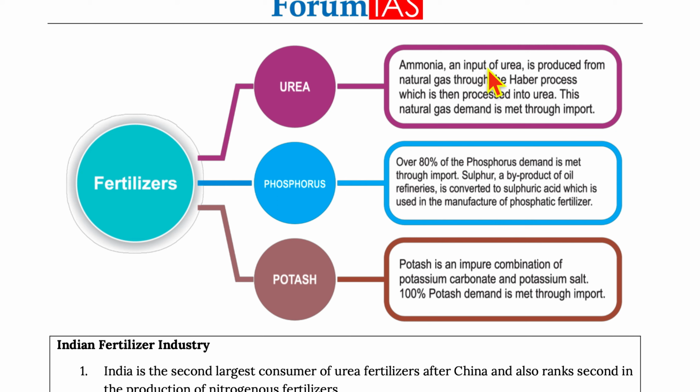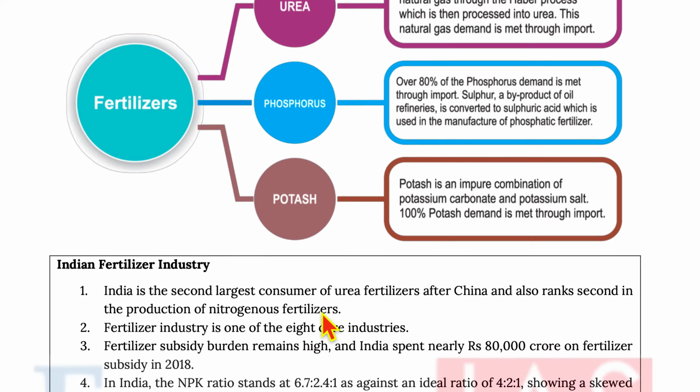Ammonia, which is an input of urea, is produced from natural gas through the Haber process, which is then processed into urea. This natural gas demand is met through imports. Over 80% of the phosphorus demand is met through import. Sulfur, which is a byproduct of oil refineries, is converted to sulfuric acid, which is used in the manufacture of potassic phosphatic fertilizer. Now, potash is an impure combination of potassium carbonate and potassium salt. 100% of potash demand is met through imports.